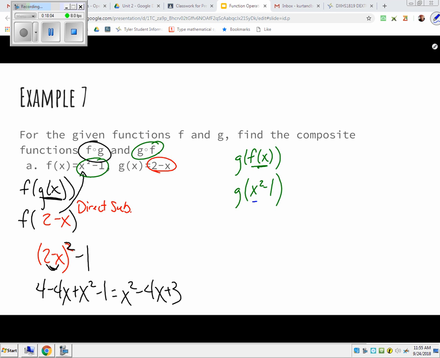Now, I have this x squared minus 1. I'm going to plug it in to my g function. My g function is 2 minus x. So I'm going to do 2 minus whatever I plugged in, in this case x squared minus 1. Again, notice my use of parentheses throughout this whole lecture. Anytime I'm plugging something in, I hope I've used parentheses. And so I get 3 minus x squared, or if you say negative x squared plus 3, that is equivalent. Okay.